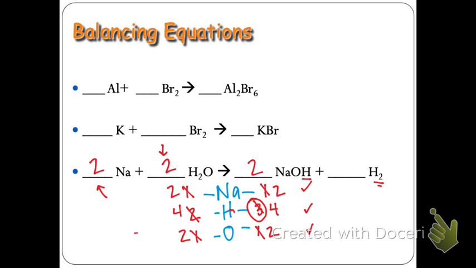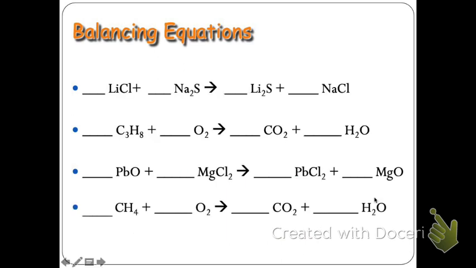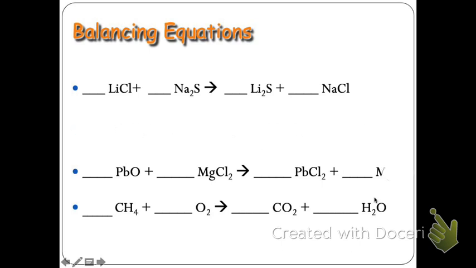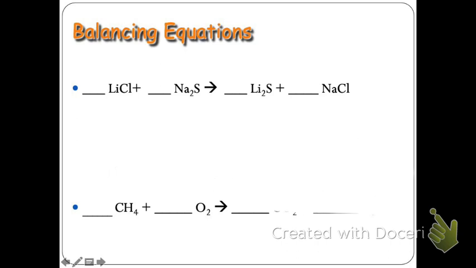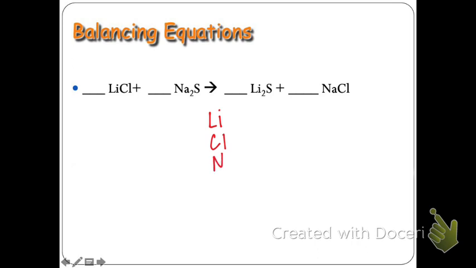All right, let's try a few more here because I think we need a little bit more practice. Okay, let's do the first one together. You want to make your list to start. So I've got lithium, chloride, sodium, and sulfur. I've got 4 different elements present.